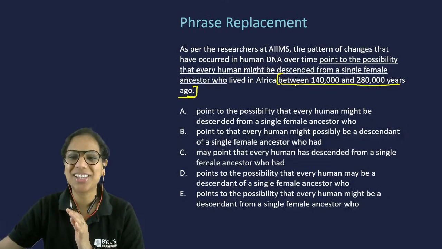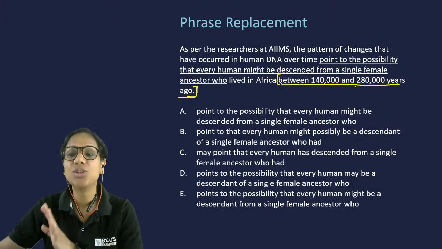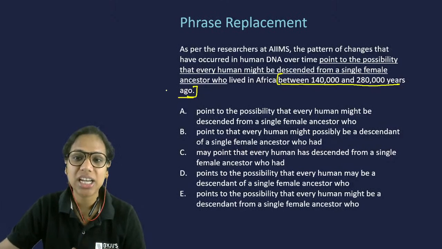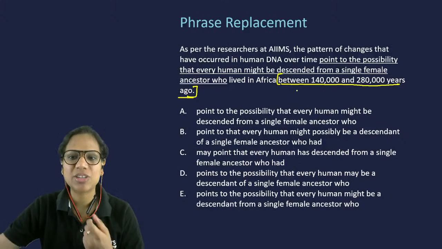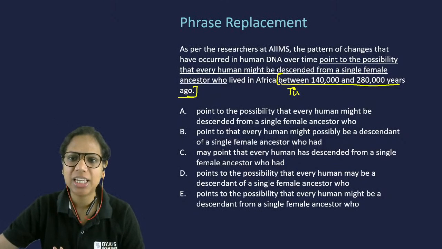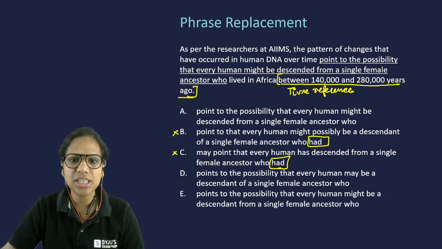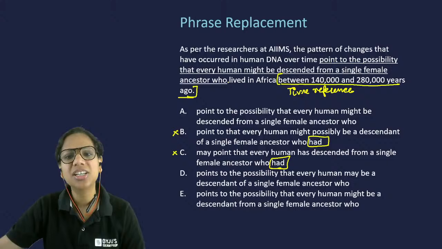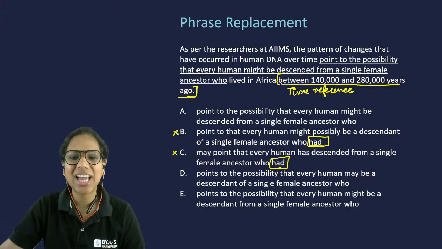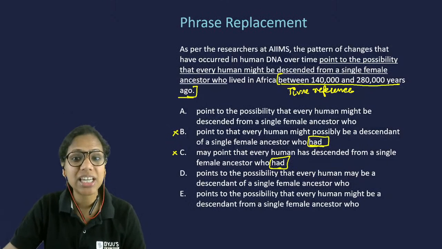Dash lived in Africa between 1,40,000 and 2,80,000 years ago, right? So when a time reference is specifically given to you, there is no point of using the past perfect tense here. No other action has happened after it. So on the basis of the last word, this extra word, I rejected B and C. That's why I said, notice the differences, read vertically.